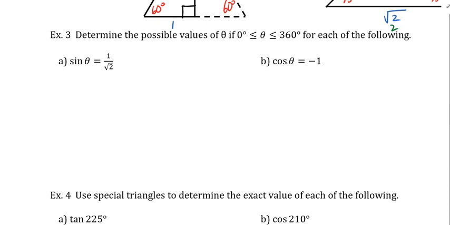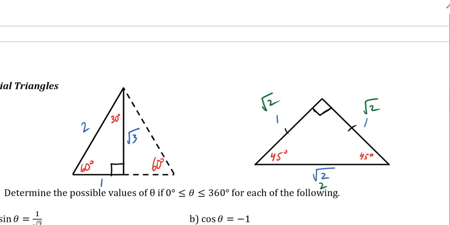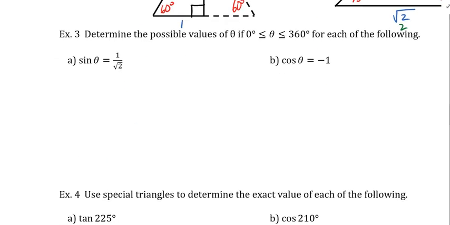One over root two is which of the special triangles? Nathan? Which one has 1 and root 2 in it? That's the 45 one. The other one has 1 and 2, but not 1 and root 2. That tells me right there that my theta related is 45 degrees. That's what that tells me. One piece of evidence.